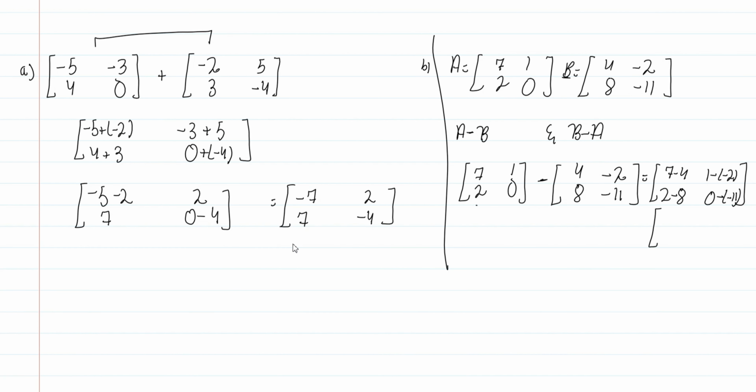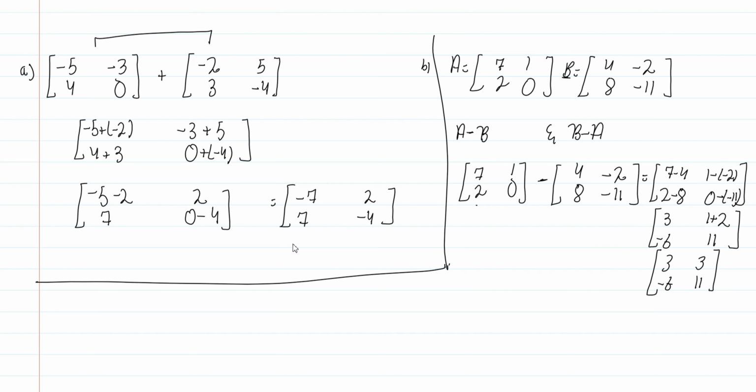Plus 7 minus 4 equals 3, minus minus plus, 1 plus 2 is 3, 2 minus 8 is minus 6, and 11. 3, 3, minus 6 and 11 is the answer for A minus B.